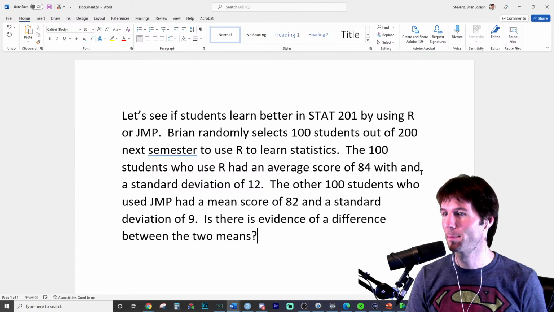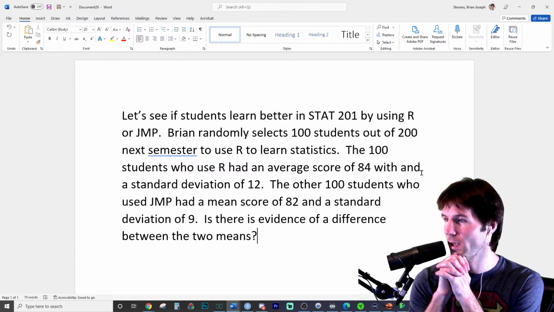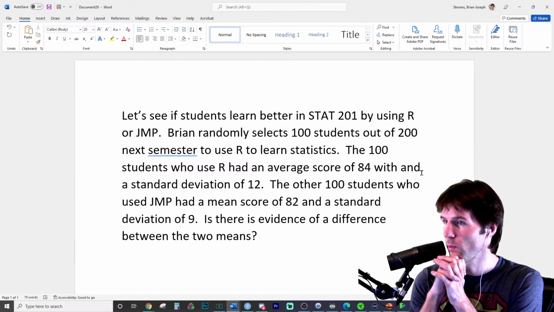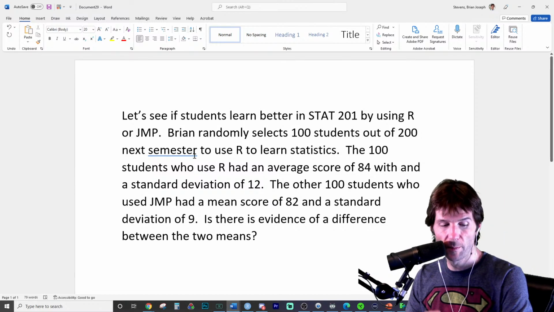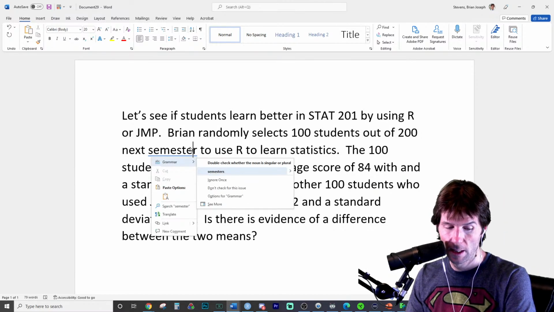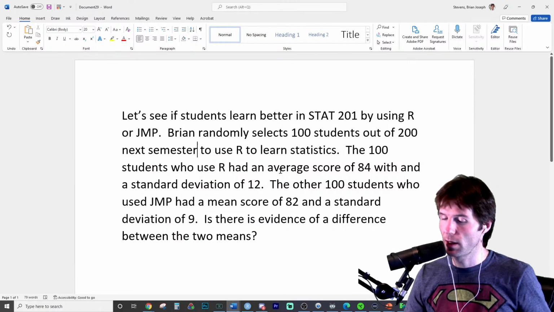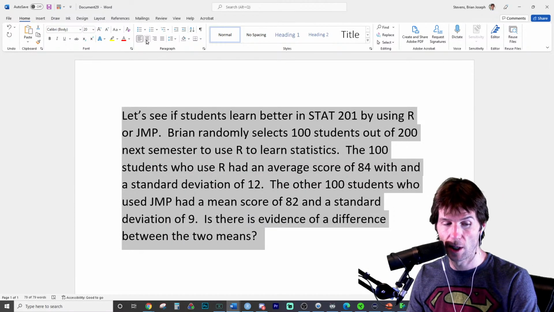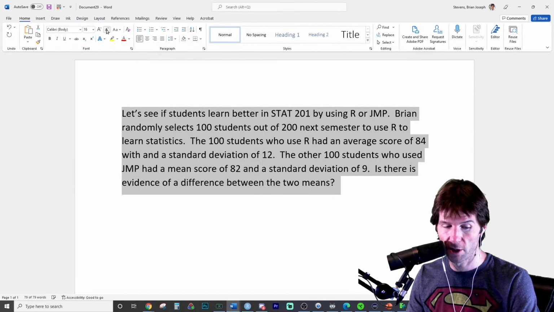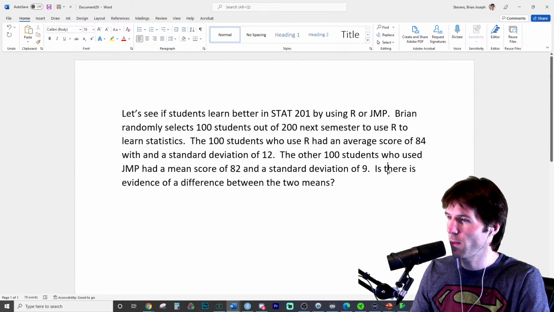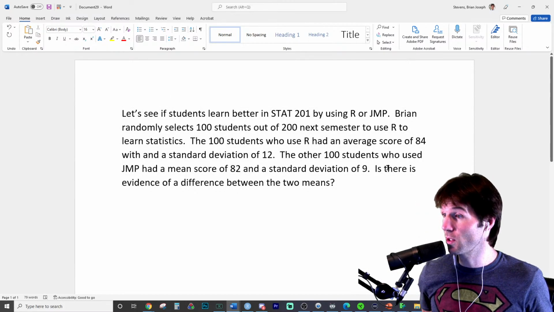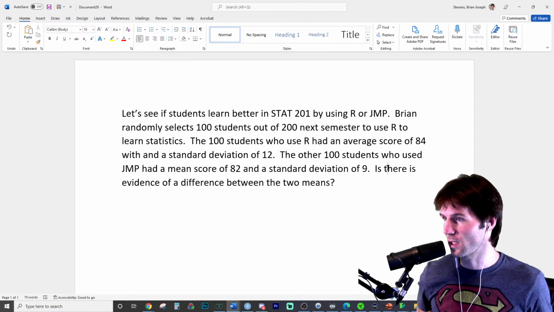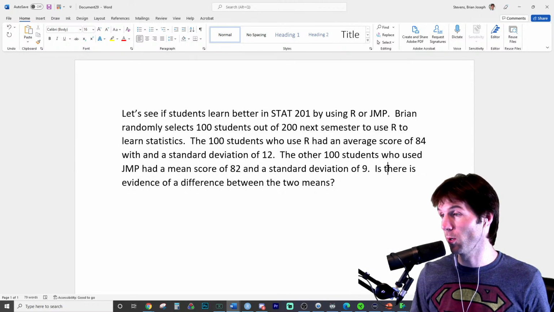It kind of gives it away. Did you see where that was going, Kayla? We're testing the difference between two means. Does that make sense? Right here we have a mean for one group and a mean for another. And what would we assume about these two groups, whether a student uses JMP or uses R to learn statistics? What would be the base assumption? The key assumption would be what?